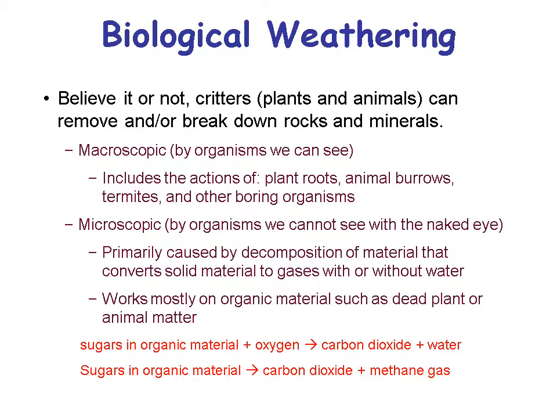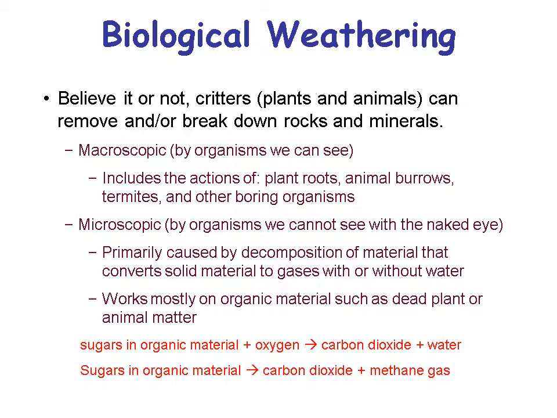Macroscopic biological weathering might include actions of plant roots, animal burrows, termites, and other boring organisms. And microscopic biological weathering might be when a material is decomposed, converting solid matter to gas with or without water. It may also work on dead plant or animal matter.